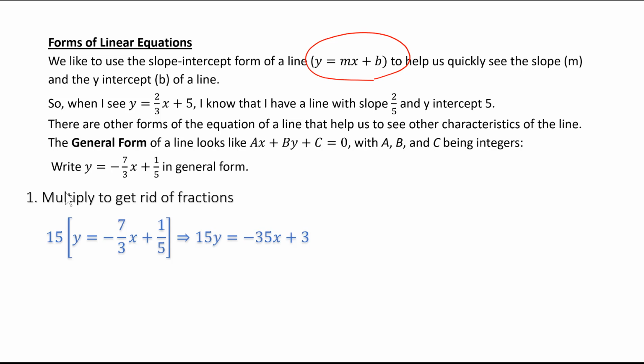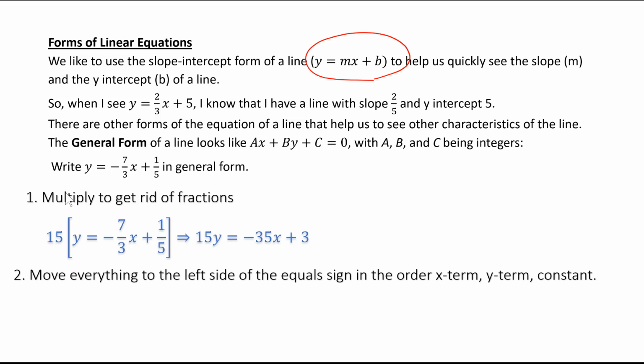So we've gotten rid of all the fractions now, and we want to move everything to the left side of the equal sign in the order x term, y term, constant. So we want the x term to be first, the y term to be second, and the constant to be last. And then we want it all to equal 0.